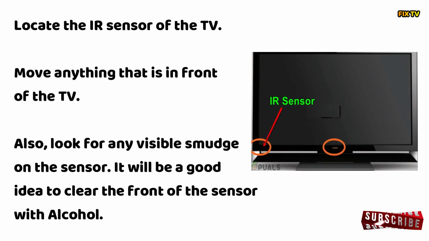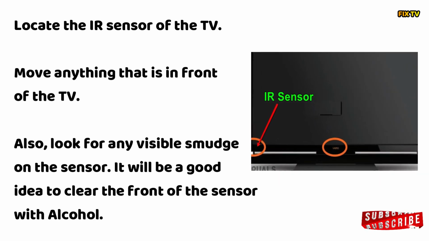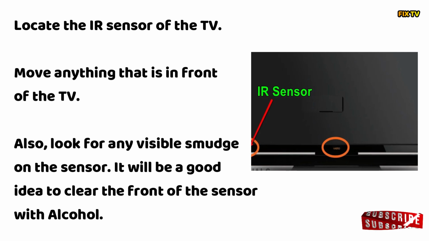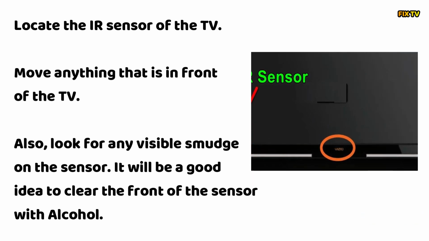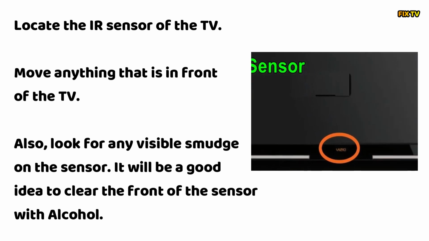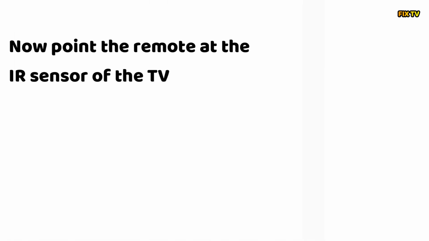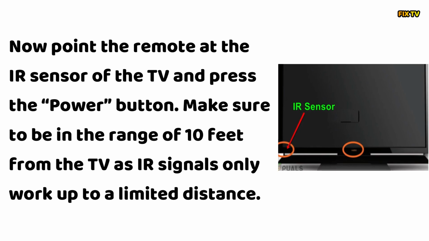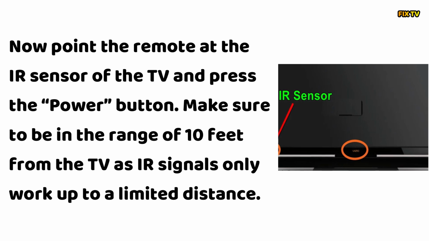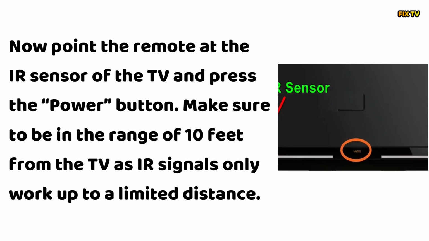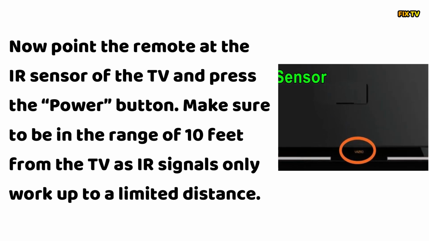Locate the IR sensor of the TV. Move anything that is in front of the TV. Also, look for any visible smudge on the sensor. It will be a good idea to clear the front of the sensor with alcohol. Now point the remote at the IR sensor of the TV and press the power button. Make sure to be within 10 feet of the TV, as IR signals only work up to a limited distance.